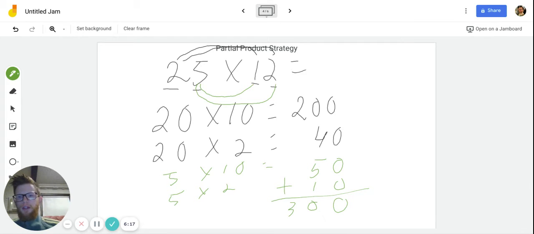Okay? So you start with your first number: 2 tens times 10, 2 tens times 2 ones, 5 ones times 10, and 5 ones times 2 ones. And I use different colors to show you the difference. I always say to the kids, use different colors to show the difference. So this is the partial product strategy.